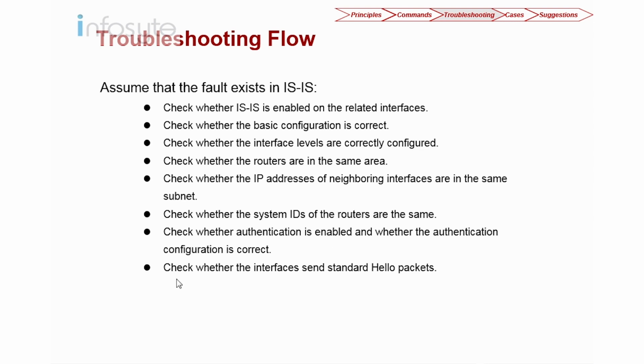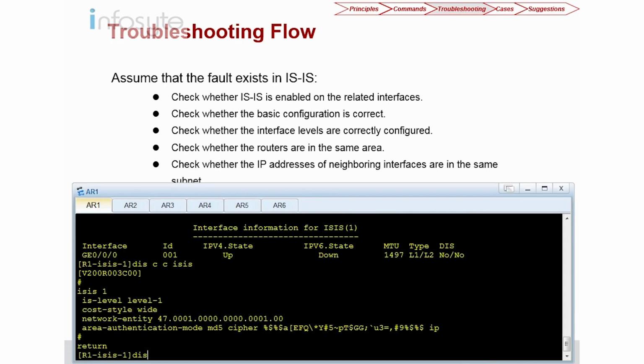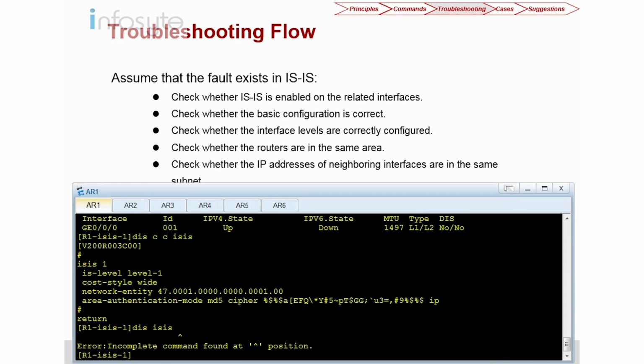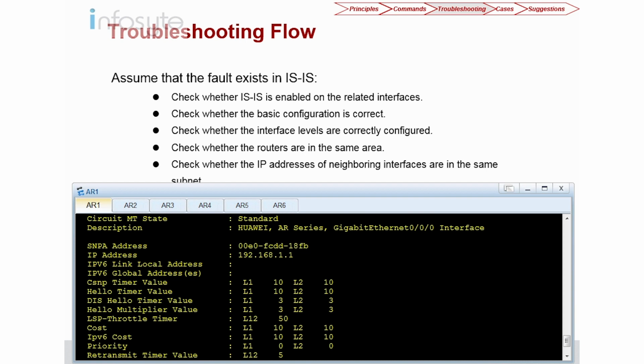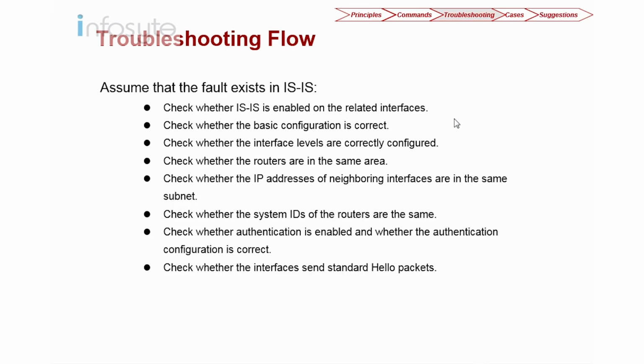And finally, check whether the interface sends the standard hello packet. You can do a display ISIS followed by the interface, to make sure that these are correct. There are a lot of things that can go wrong in ISIS, but if you can follow the methodology and the troubleshooting flow here, hopefully troubleshooting ISIS will be less painful.